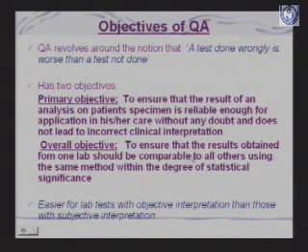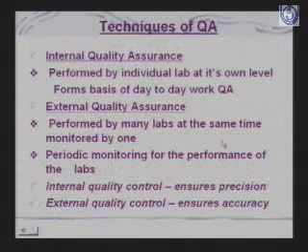The overall objective is to ensure the results obtained from one lab are comparable to all others using the same method within the degree of statistical significance. Hence, it is easier for the lab test to have objective interpretations than subjective interpretation. So we don't have any scope for any subjective interpretation in our labs in the present day scenario. We need to be absolutely accurate.